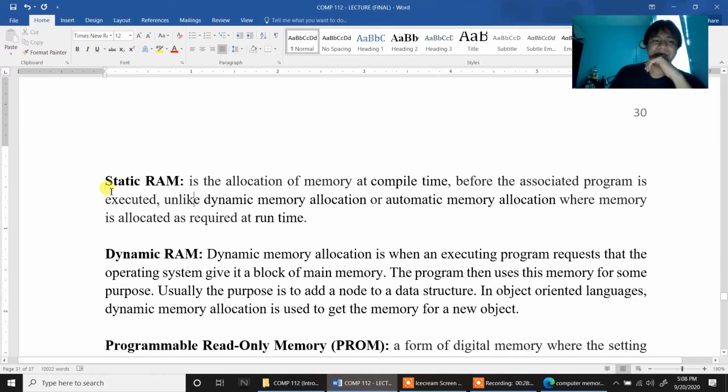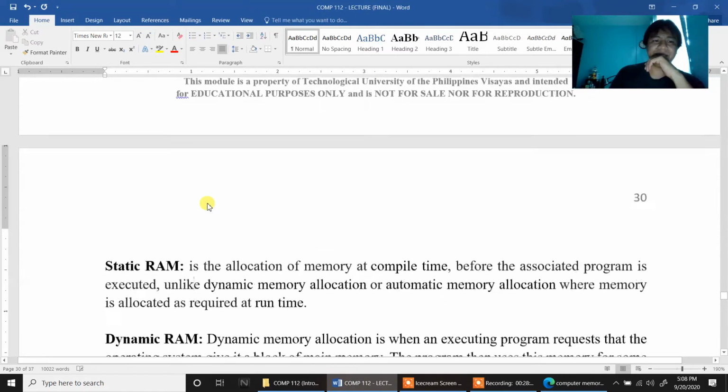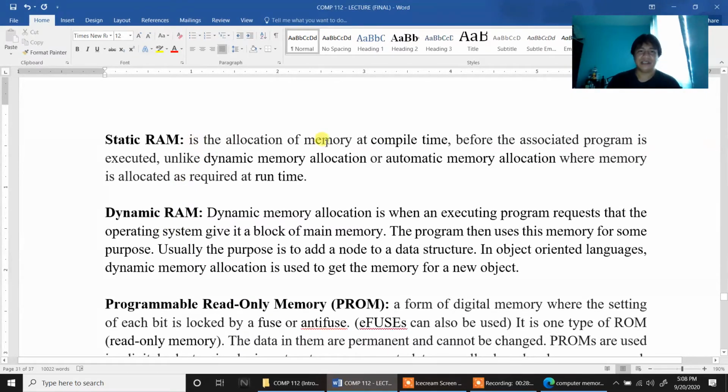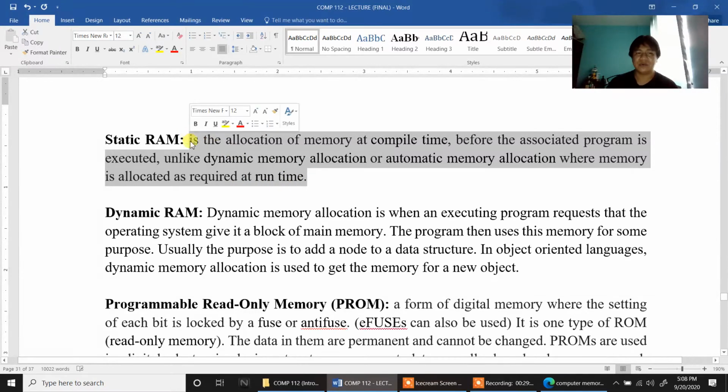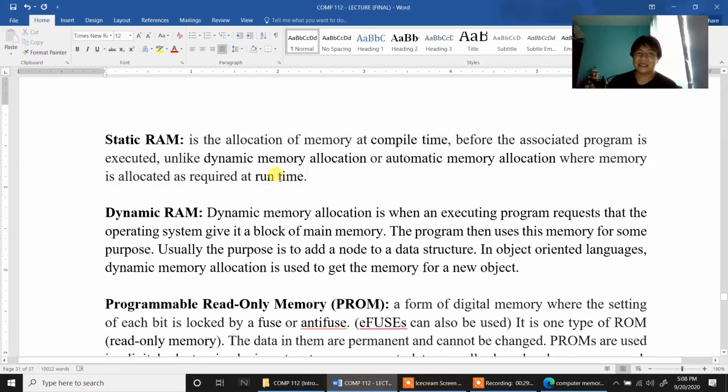So, we have static RAM. Okay? Static RAM is a location of memory at compile time. Kasi ang compile time ang inyong pag-process before the associated program is executed, unlike dynamic memory allocation or automatic memory allocation where memory is allocated as required in runtime. Okay? Static allocation is at compile time, while dynamic is at runtime, real time na siya. So kung gagamit yung Word, Excel, PowerPoint, static na siya.